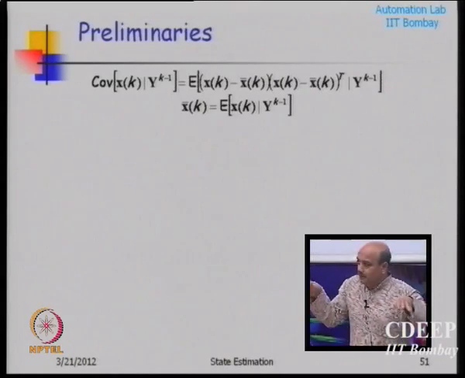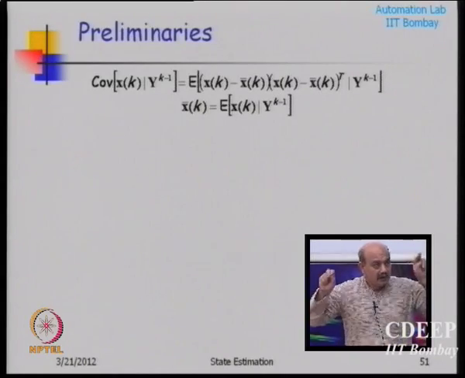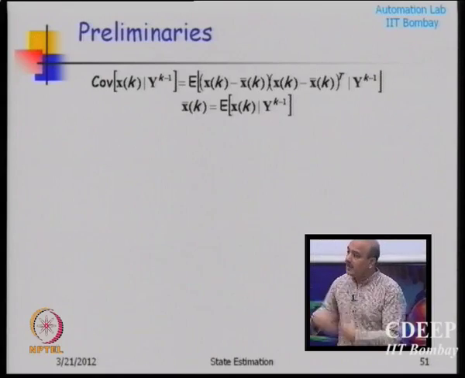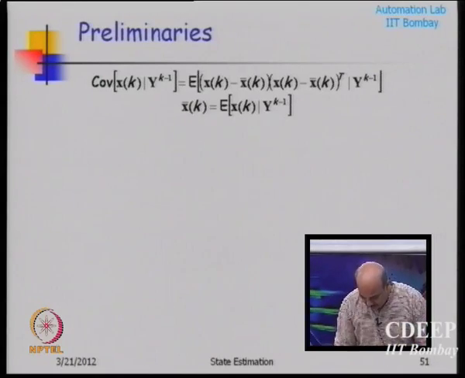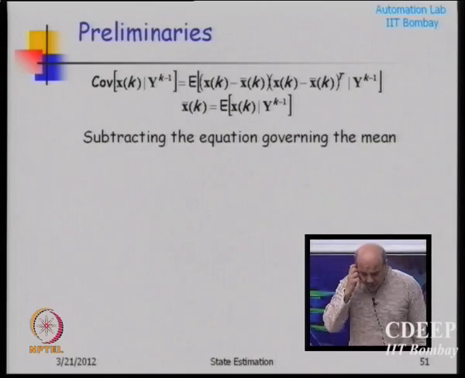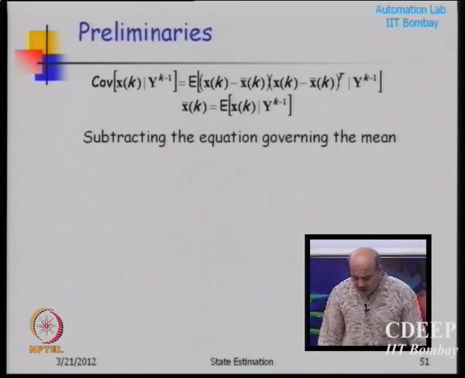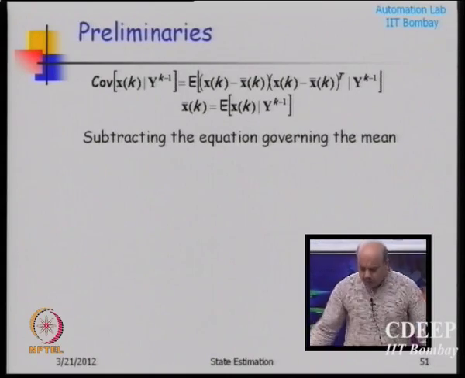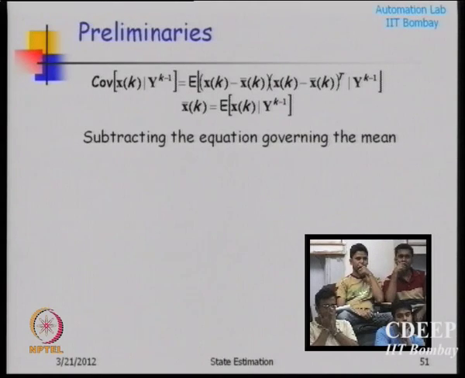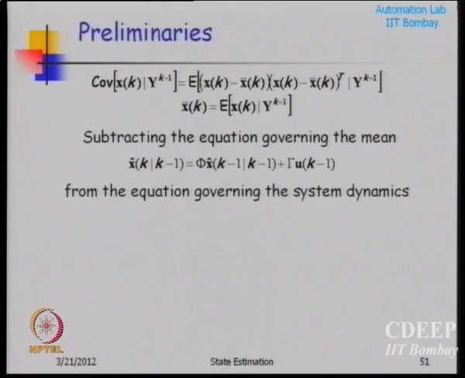Covariance will tell you the spread. So don't forget this particular idea, though we are going to get into more complex maths. Now what I'm going to do is find out the covariance. I found out the mean, and now I want to find out the covariance. To find the covariance, I have to subtract the mean.